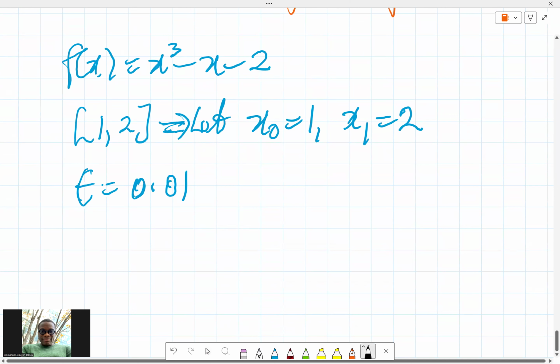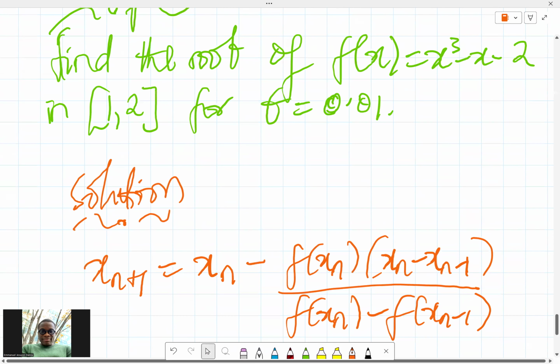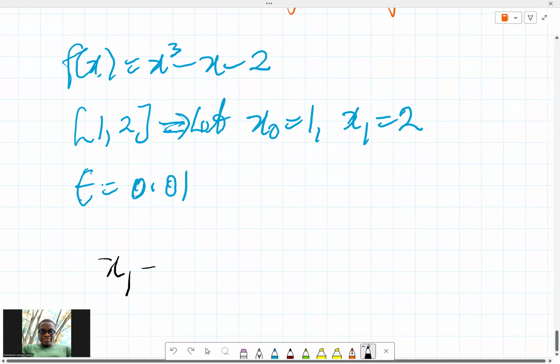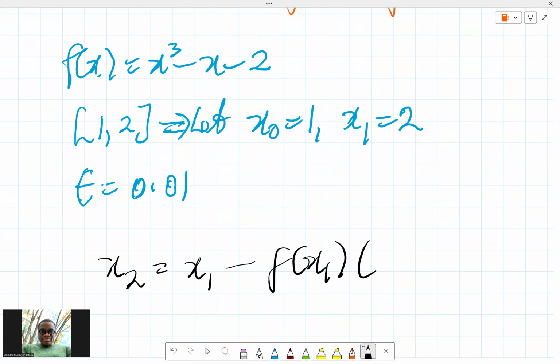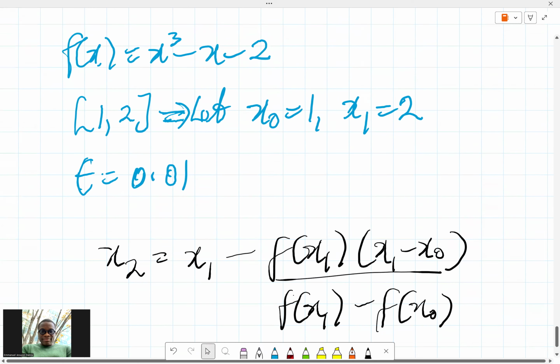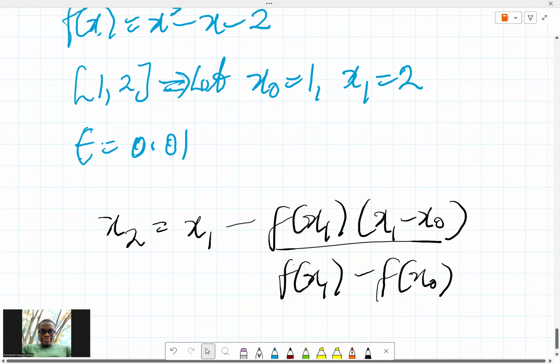We already have x0 and x1, so we're going to have x2 equals x1 minus f of x1 into x1 minus x0 all over f of x1 minus f of x0. It means we need to do all the evaluations.